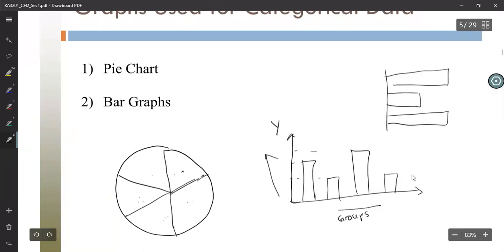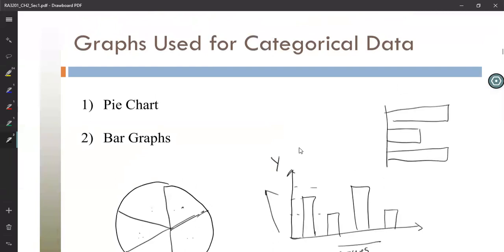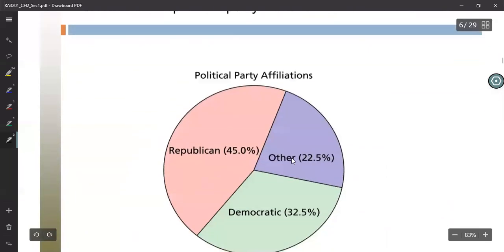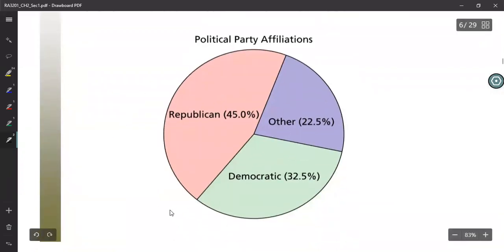Okay, we'll learn these things later in a lab session. But for now, these are the two types of charts you can use with categorical data. Okay, for categorical data, pie charts and bar graphs. So for our example about the political party, here is the pie chart. So you can see the highest is 45%, then comes the Democratic 32.5%, and finally the other one.